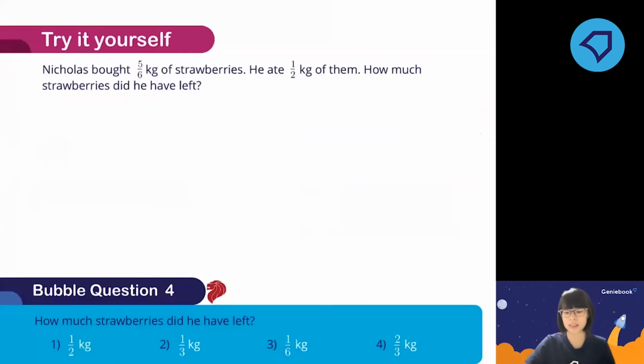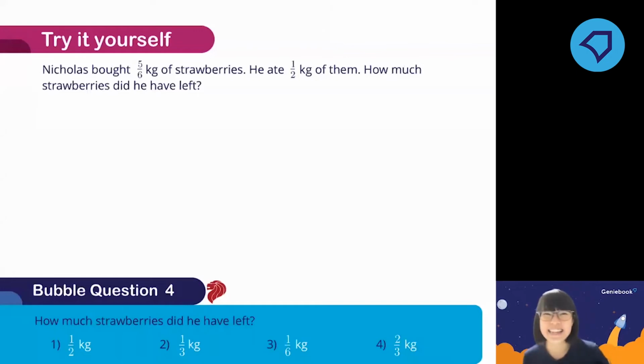Let's try the next question together. Bubble question. Okay, so let's take a look at this one. Nicholas bought 5 over 6 kg of strawberries. He ate 1 over 2 kg of them. All right, so how much strawberries did he have left? So we need to do our subtraction.